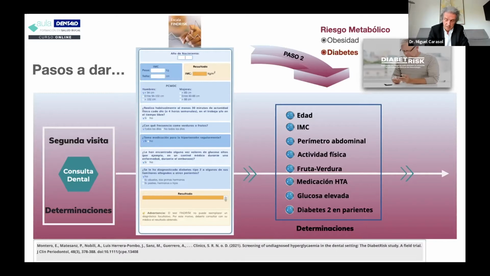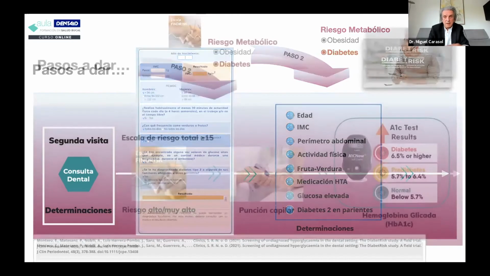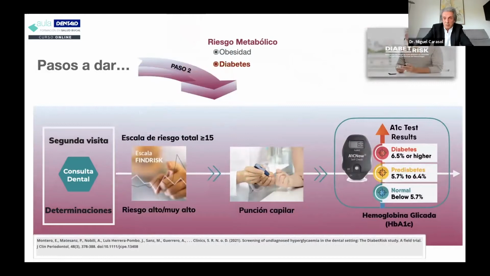Based on this, the answers are scored with points. And for example, if we have a final score of 15 or more, it means that a patient has a high or very high risk of suffering diabetes. Here we can do several things. Either we can write a little report and send them to the physician, to the endocrinologist, where we just say, we did not diagnose anything, but we've discovered a chance the patient could be diabetic or pre-diabetic.